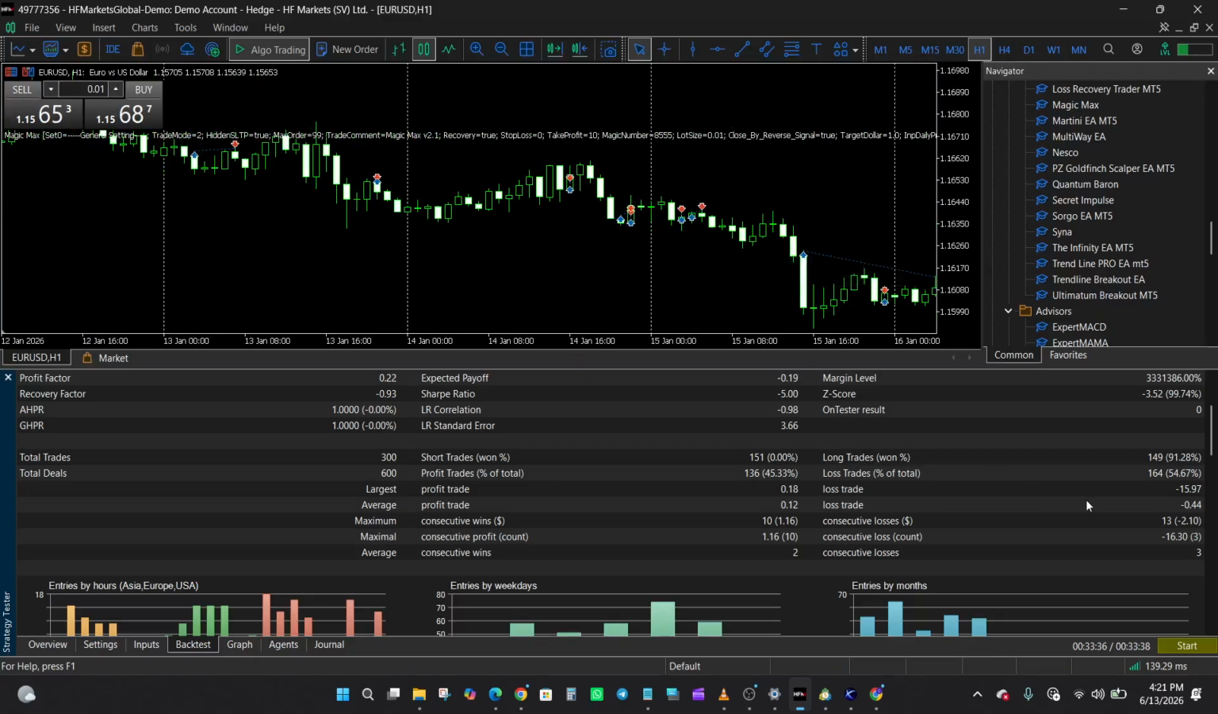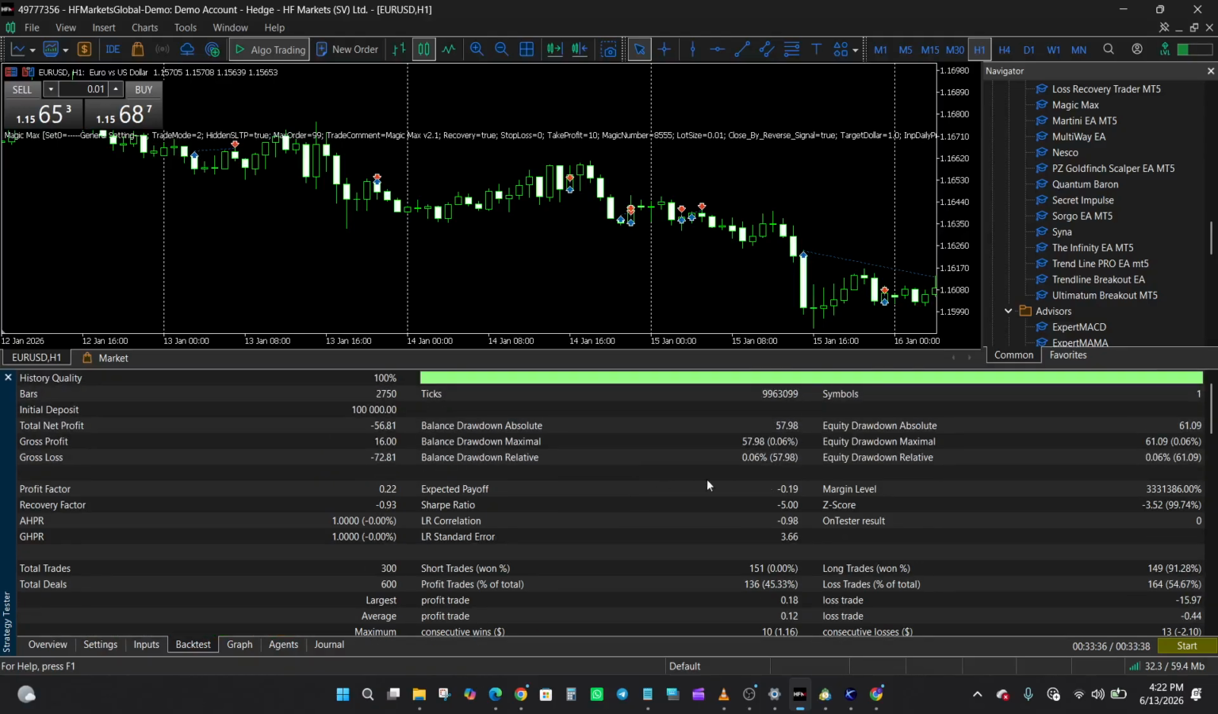But the largest losing trade was $15.97. The difference is so wide. The average profit was 12 cents and the average loss was 44 cents. This still shows me that the average risk to reward ratio is bad, really bad. So the EA gives a bad risk to reward ratio and still gives a bad win rate based on these backtesting results, of course, because these results do not guarantee future performance.